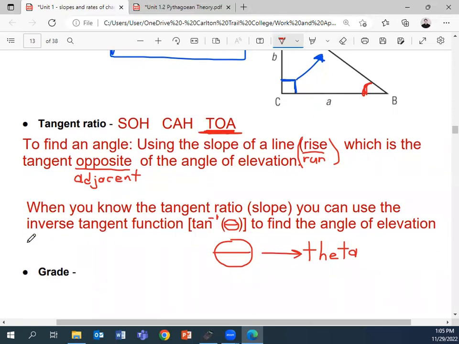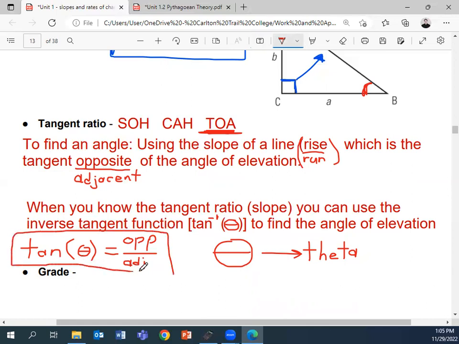So what we know is that tangent of theta, so tangent bracket theta bracket, is equal to opposite, I'm just putting OPP, over adjacent, ADJ. Again, mathematicians are lazy. We're just writing it like that to save some space. But this is the actual formula of it. So when you see that SOHCAHTOA thing, that TOA is tangent is equal to opposite over adjacent. That's what that's shorthand for. So let me just erase that. Cool.